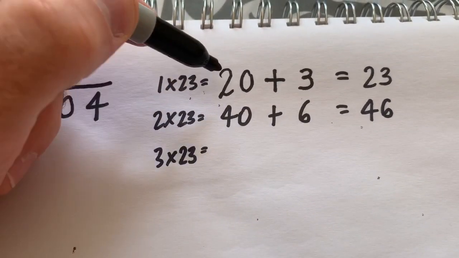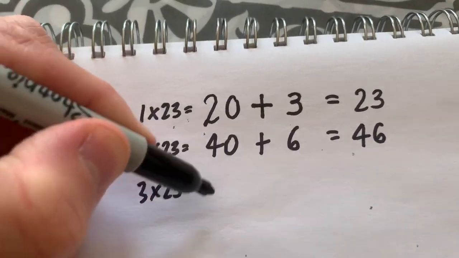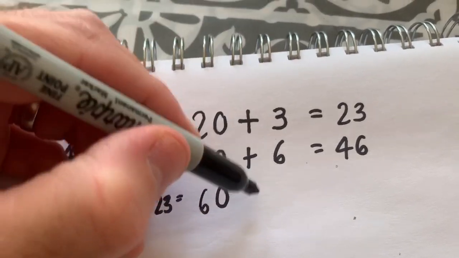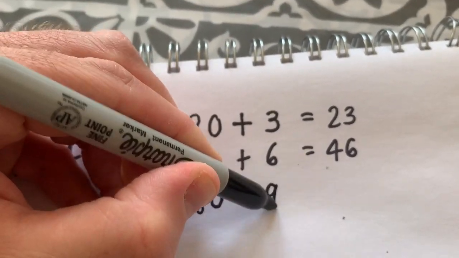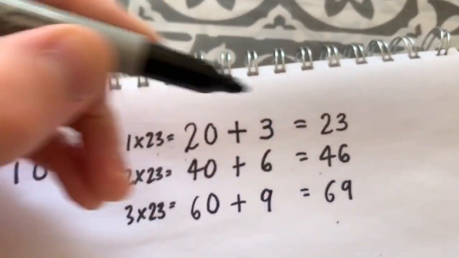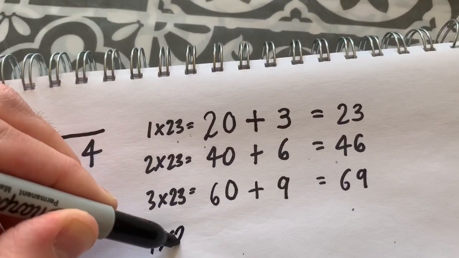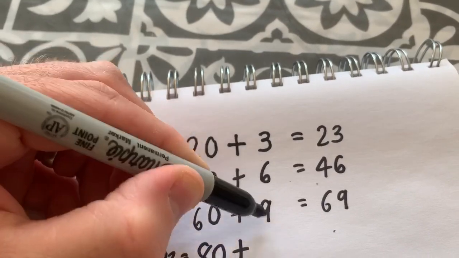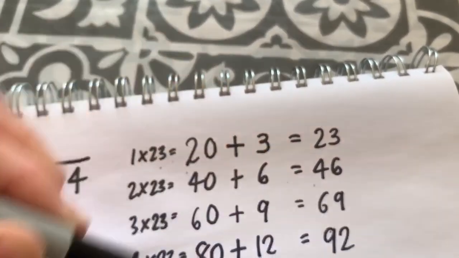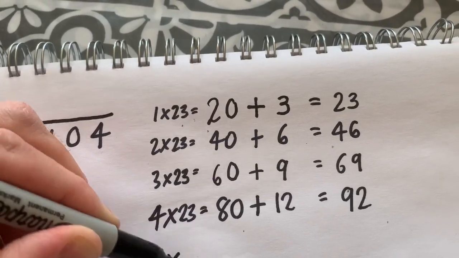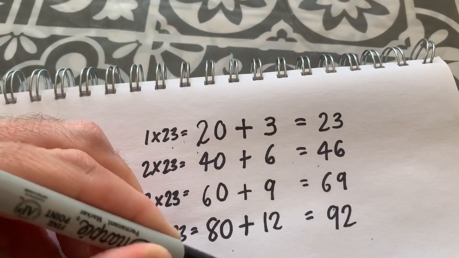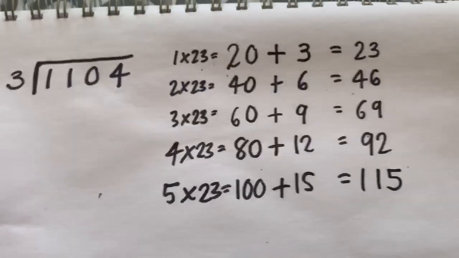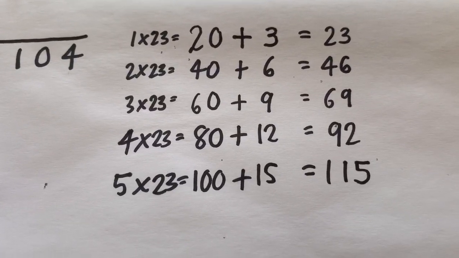3 times 23. So here I'm just using my knowledge of the 2 times tables. 2, 4, 6, but it's 60 because it's 10 times bigger. It's the 20 times table, in fact, not the 2 times table. 3, 6, 9. This is just my 3 times tables knowledge. 69. 4 times 23. So 80 plus the 3 times table, 3, 6, 9, 12, equals 92. 5 times 23, 100 plus 15, 115.